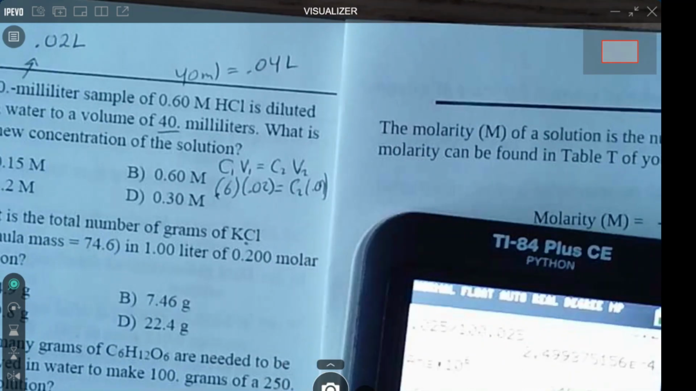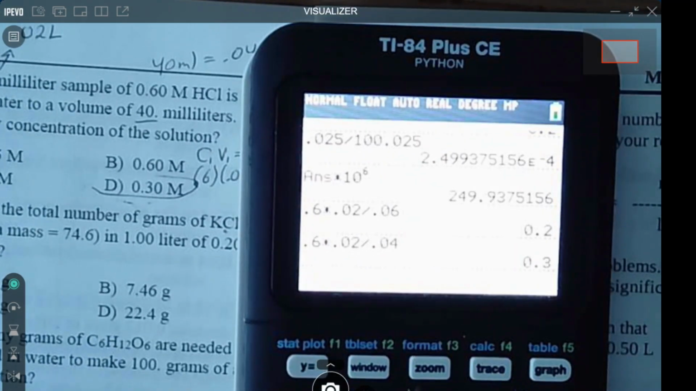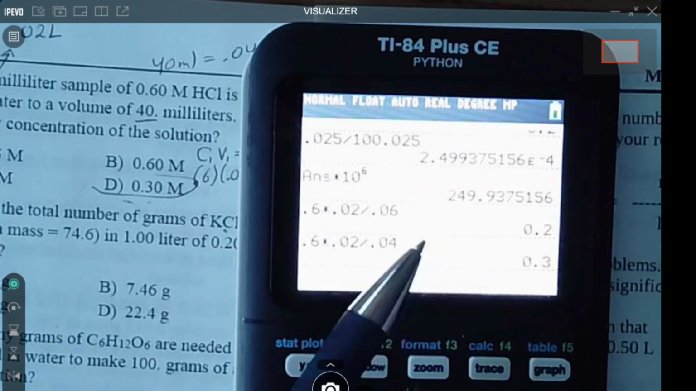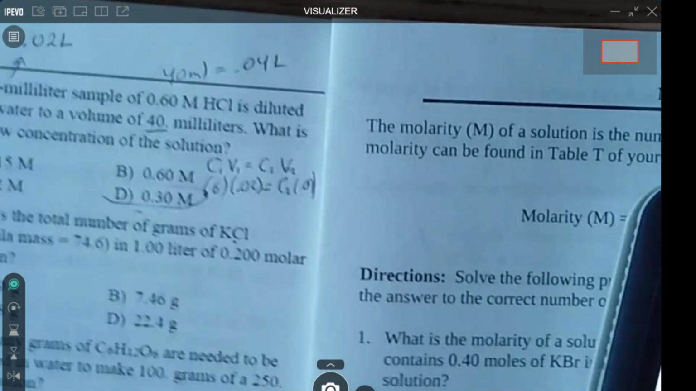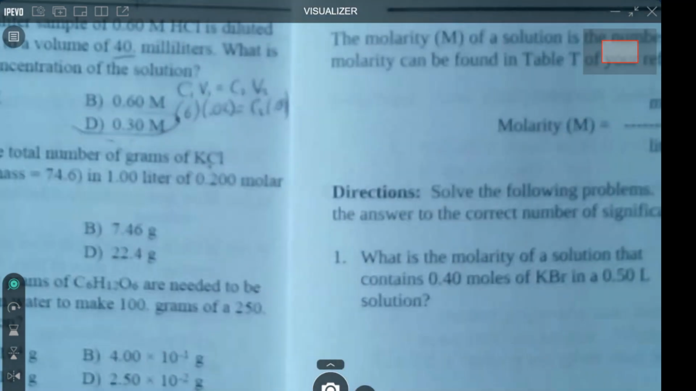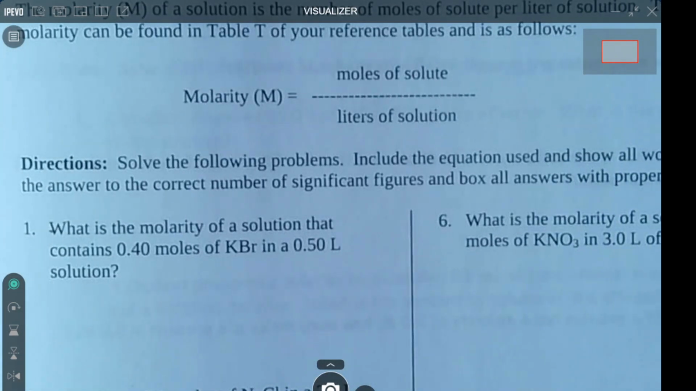All right, that's better. We got 0.3 molarity. If you didn't catch on, I just made that little mistake where I put 0.06 instead of 0.04. All right, gosh, I don't want to do all of them. I guess it would be nice, but I'll do whatever ones you want in class when I see you on Monday. Let's try this one.